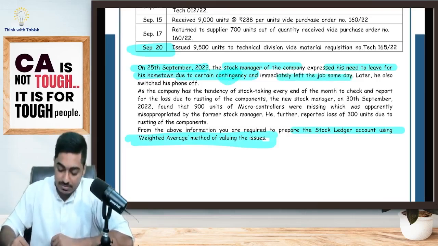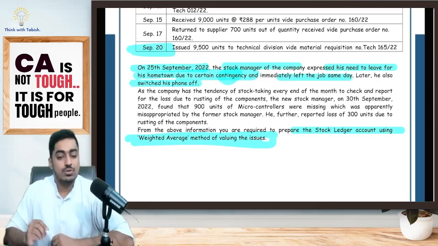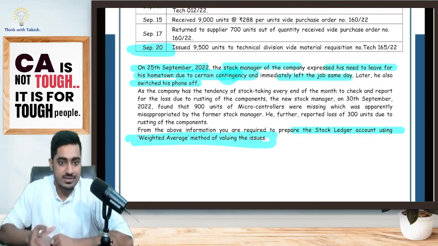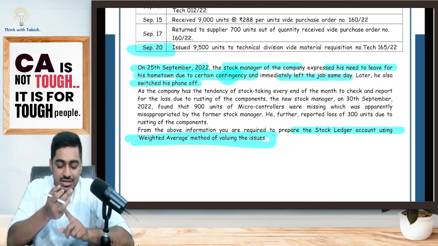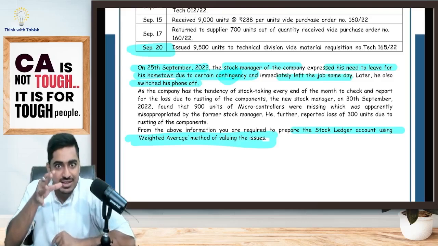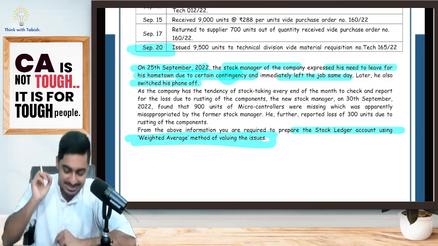Something serious could be there. Later, he switched off his phone also. What is happening? Something is fishy. Yes or no? He is suddenly leaving the job. He is telling he is not coming back. He is resigning. He is switching off his phone also. Some trick he has done. Yes or no? Okay, let us see what he has done.